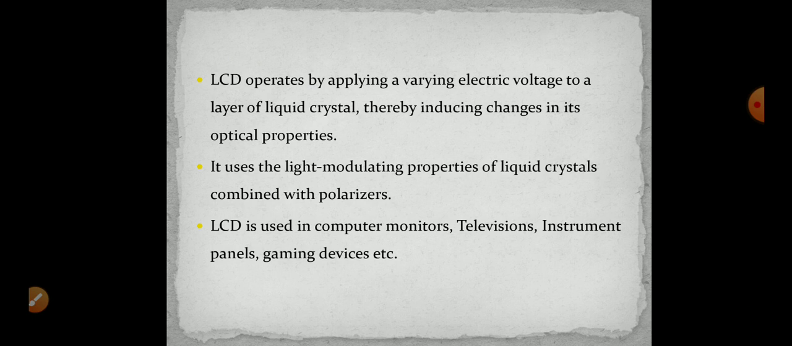On applying an electrical voltage to the layer of liquid crystal, changes are induced in its optical properties. When we apply the electrical voltage to this LCD, the liquid crystal's optical properties change due to this induced voltage, and it uses the light modulating properties of liquid crystals combined with polarizers. The light modulating properties of liquid crystals are utilized here for displaying the images and pictures. LCD is used in a lot of applications such as computer monitors, televisions, instrument panels, gaming devices, etc.